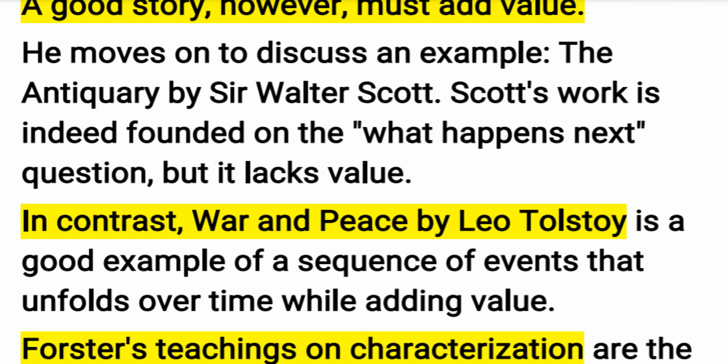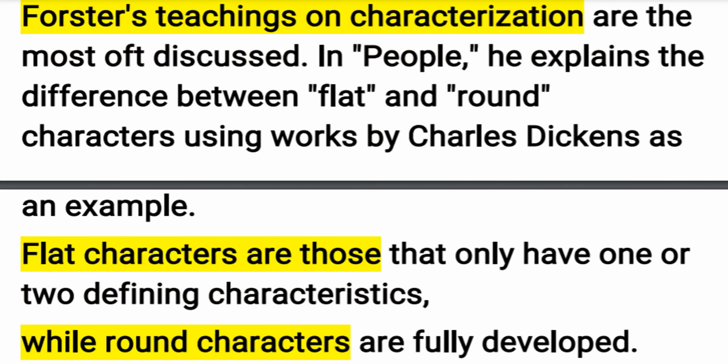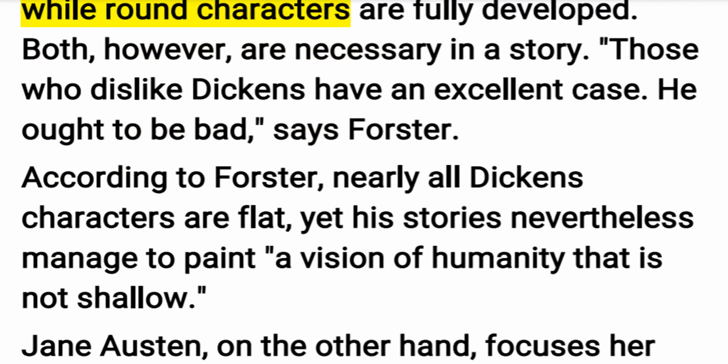Forster's teachings on characterization are the most oft discussed. In People, he explains the difference between flat and round characters using works by Charles Dickens as an example. Flat characters are those that only have 1 or 2 defining characteristics, while round characters are fully developed. Both, however, are necessary in a story. "Those who dislike Dickens have an excellent case. He ought to be bad," says Forster.